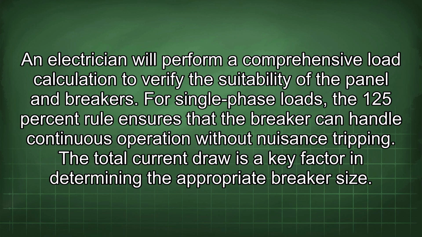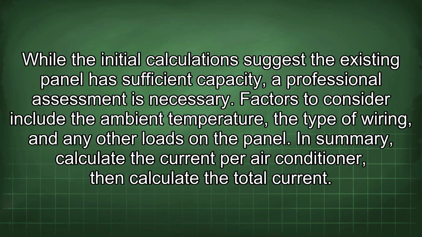For single-phase loads, the 125% rule ensures that the breaker can handle continuous operation without nuisance tripping. The total current draw is a key factor in determining the appropriate breaker size. While the initial calculations suggest the existing panel has sufficient capacity, a professional assessment is necessary. Factors to consider include the ambient temperature, the type of wiring, and any other loads on the panel.